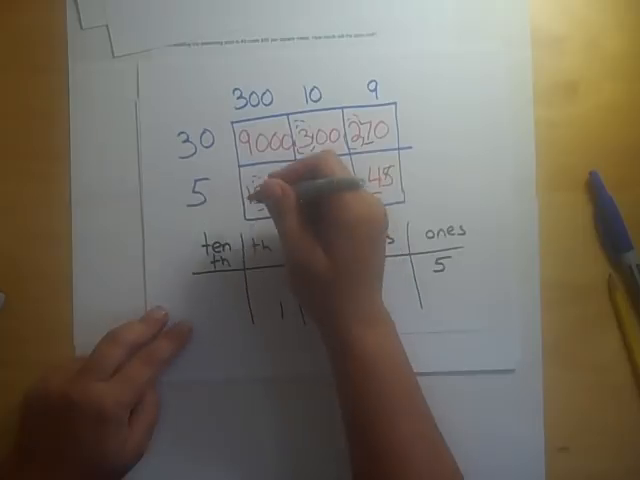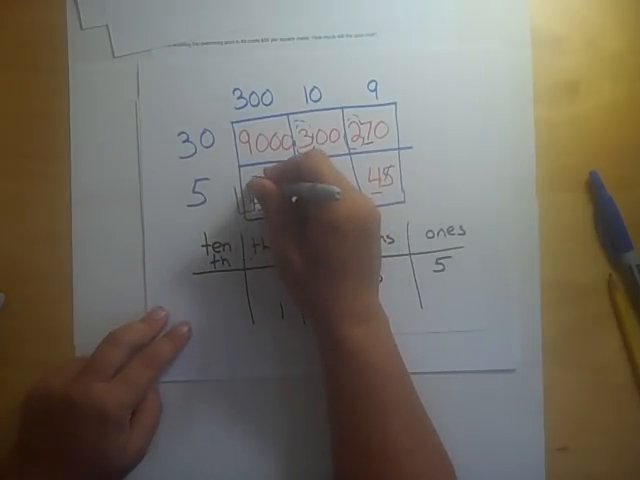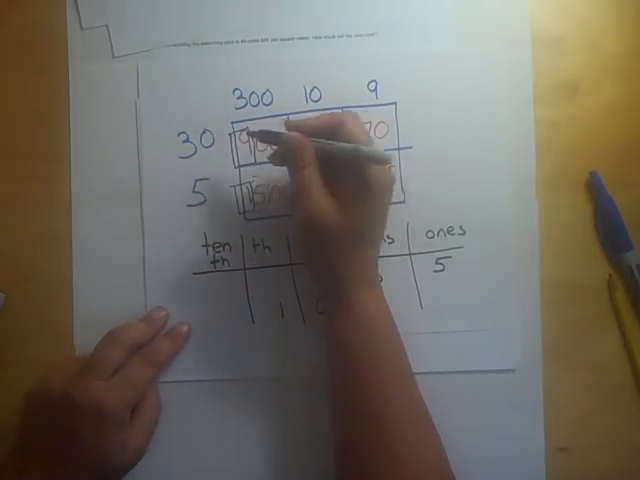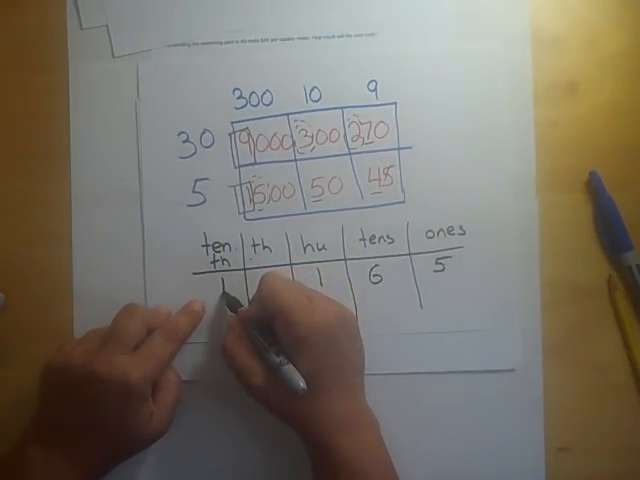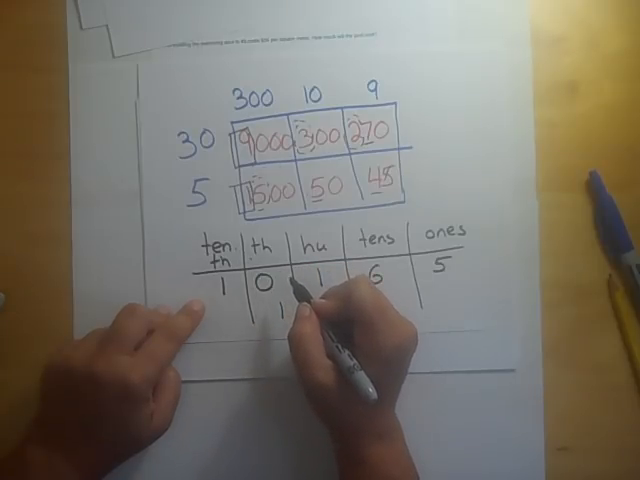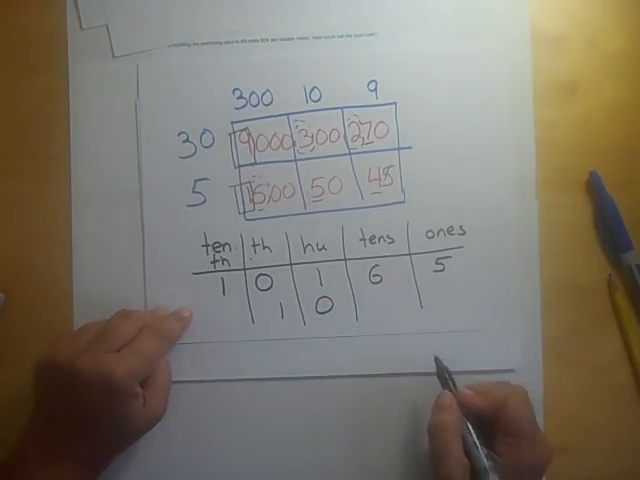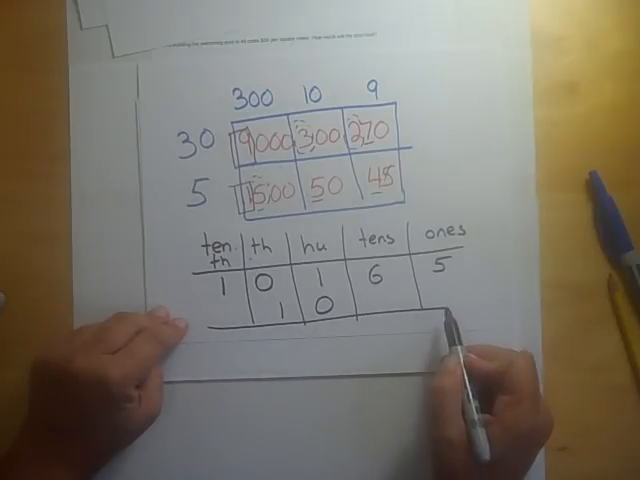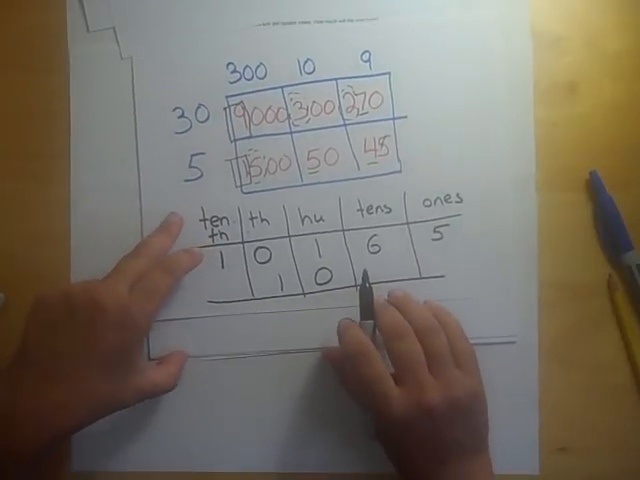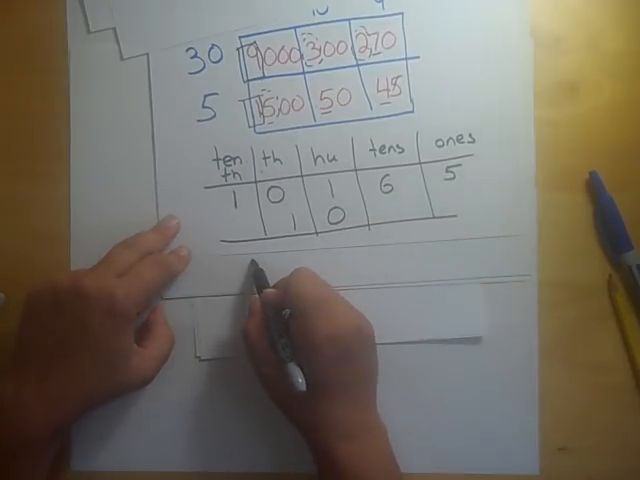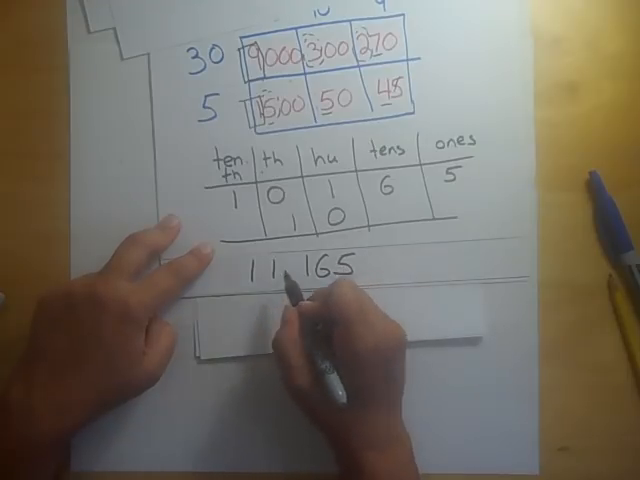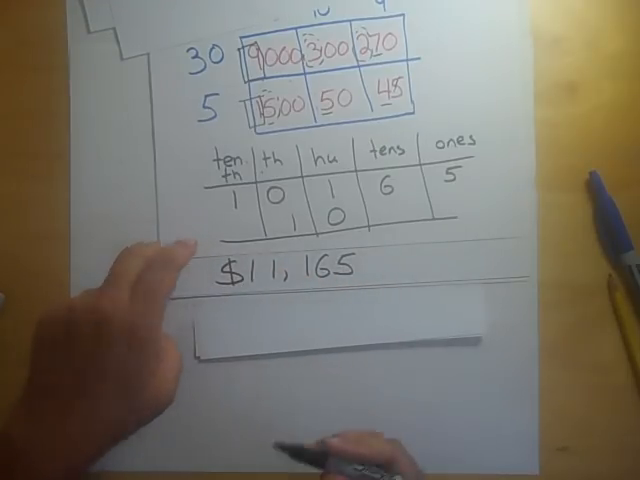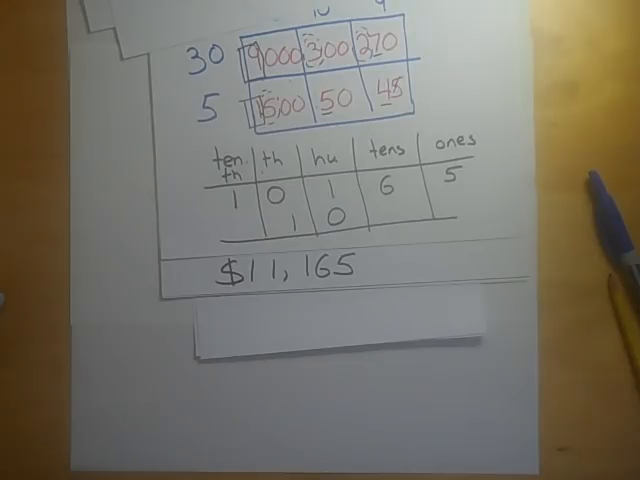How many thousands do I have? I have 1 plus 9 is 10 thousands. So I'm just going to write it up here. Got my 10 thousands. So let's add all this up. When I add it all up, I get $11,165 because it asked what the cost of the pool was going to be. So 11,165.